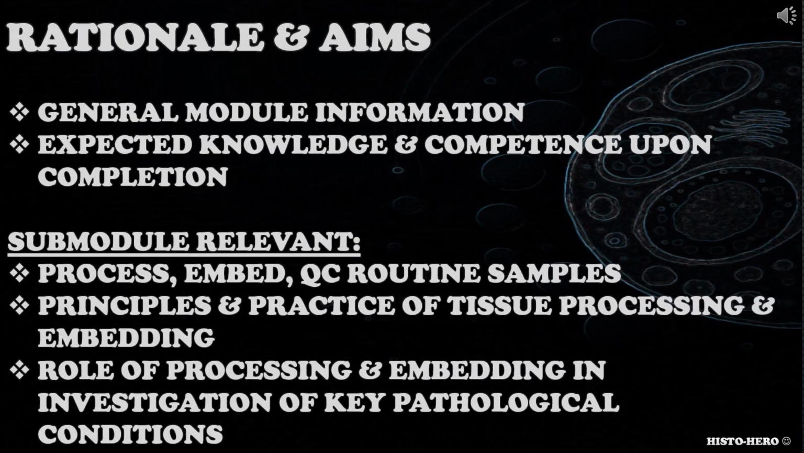Rationale and aims of this submodule outline the general information and expected knowledge and competence that needs to be achieved when this submodule is completed. These are relevant to each submodule. For the tissue processing and embedding submodule, the expectations are that the candidate will have knowledge and competence to process, embed, quality control routine histological tissue samples. Will gain clear understanding of the principles and practice of tissue processing and embedding. Will understand the role of processing and embedding in the investigation of key pathological conditions and how these may be investigated histologically.